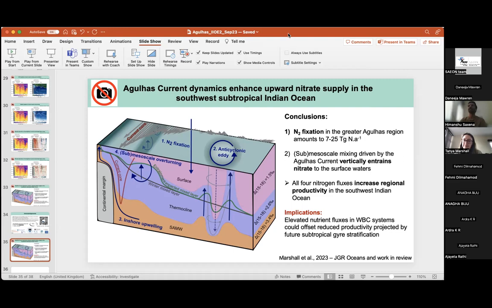Next question is, is the IIOE2 dataset in the Mozambique Channel freely available?